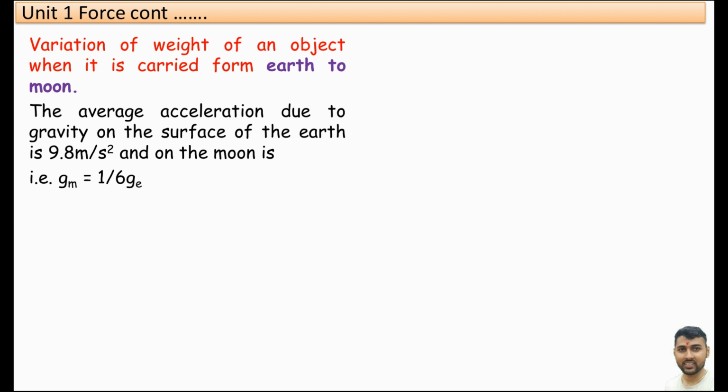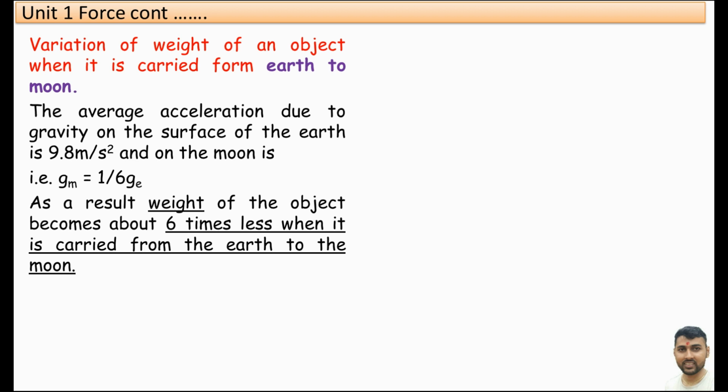Okay, listen. The average acceleration due to gravity on the surface of the earth is 9.8 meter per second square. And on the surface of the moon it is what? Gm, that is acceleration due to gravity on the moon, is 1 by 6th part of Ge, that is acceleration due to gravity of the earth.